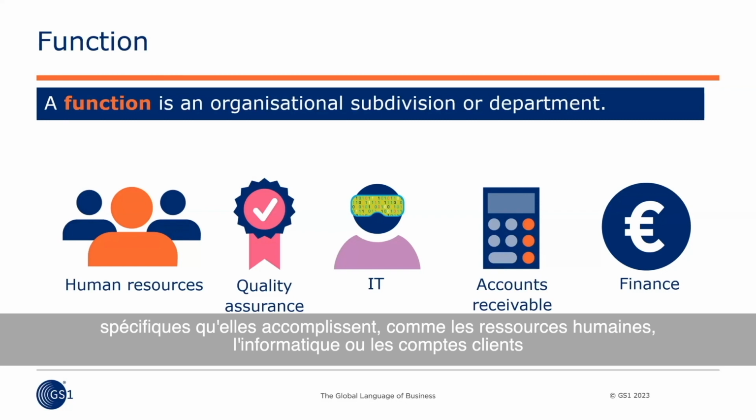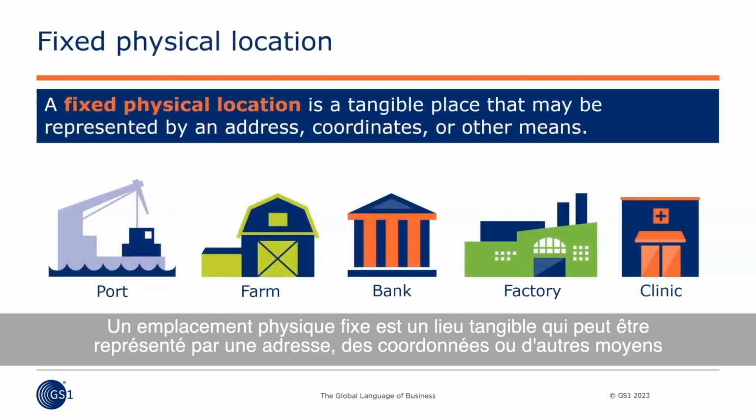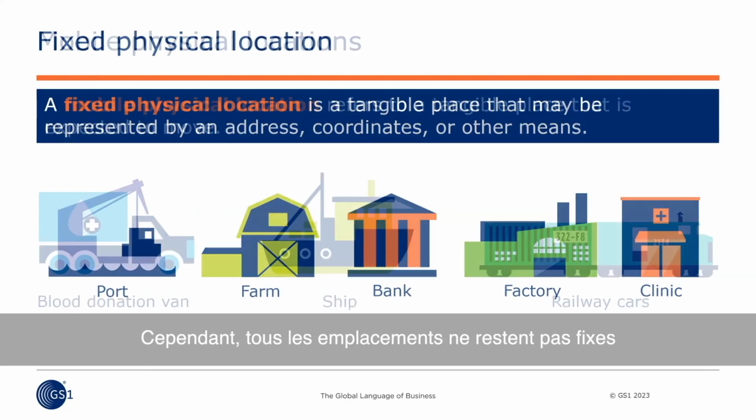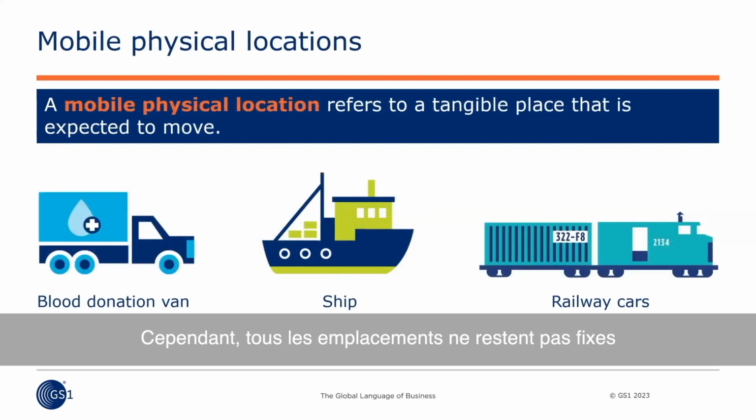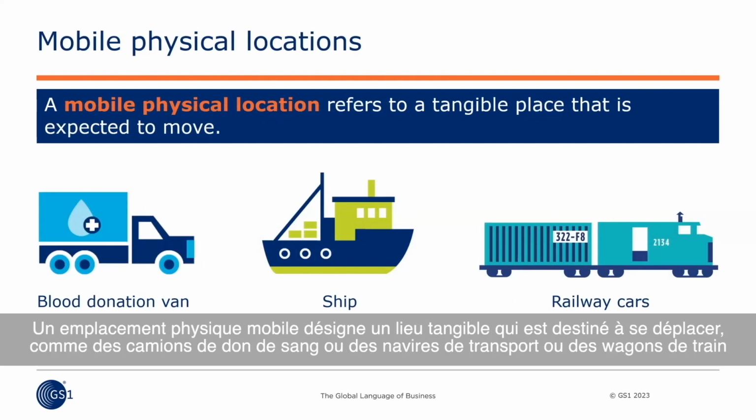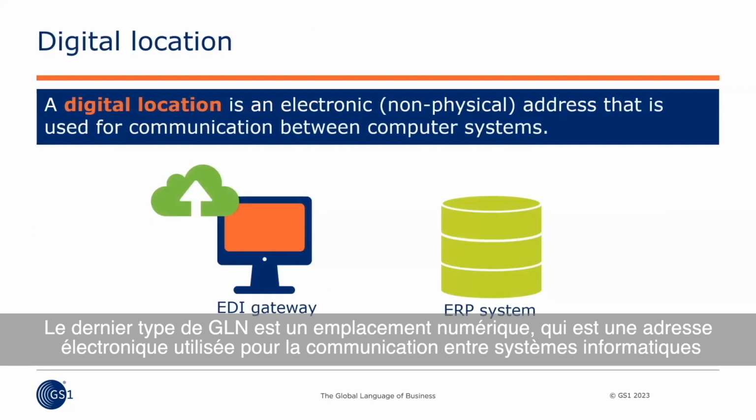accounts receivable. A fixed physical location is a tangible place that may be represented by an address, coordinates, or other means. Not all locations stay in a fixed spot. A mobile physical location refers to a tangible place that is expected to move, such as blood donation vans, shipping vessels, or railway cars. The last GLN type is a digital location, which is an electronic address that is used for communication between computer systems.